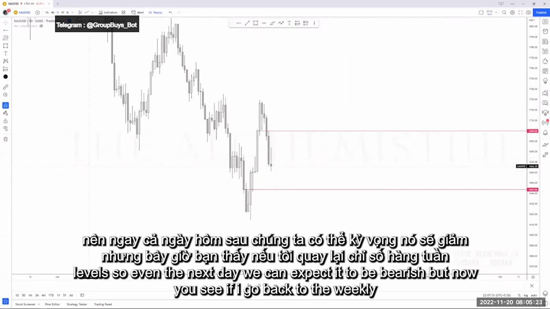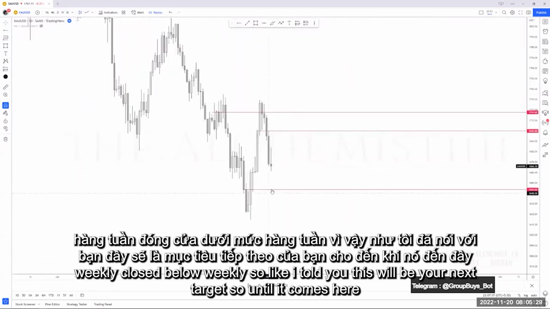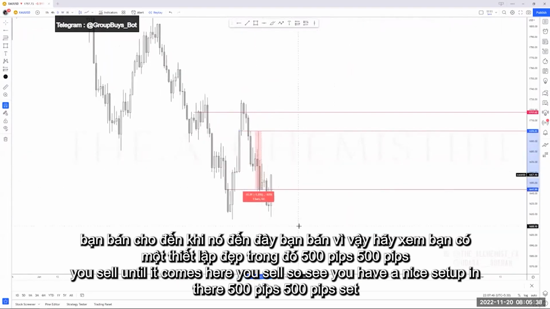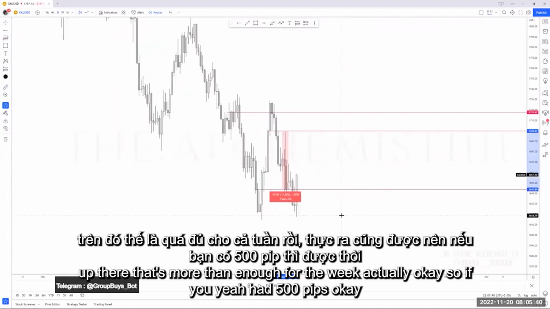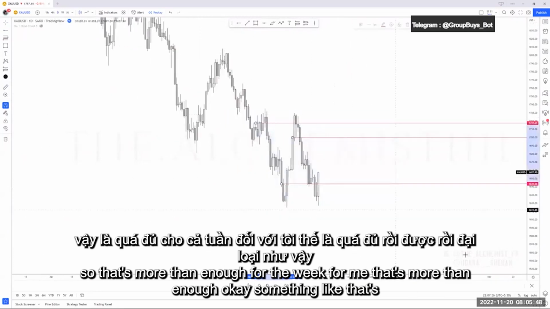But now you see, if I go back to the weekly closed below weekly, like I told you, this will be your next target. So until it comes here, you sell. So see, you have a very nice setup in there. 500 pips setup there. That's more than enough for the week, actually. If you had 500 pips, that's more than enough for the week. For me, that's more than enough. Okay, so something like that.